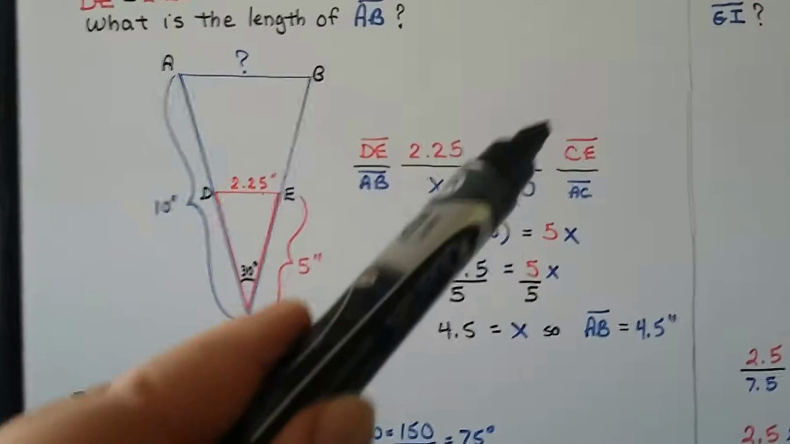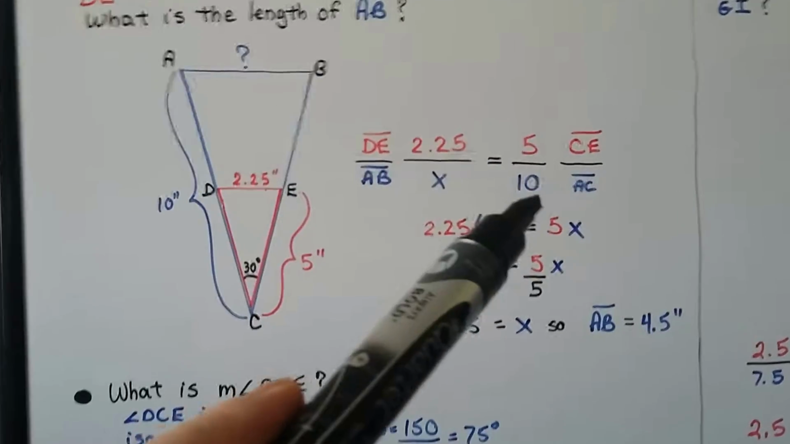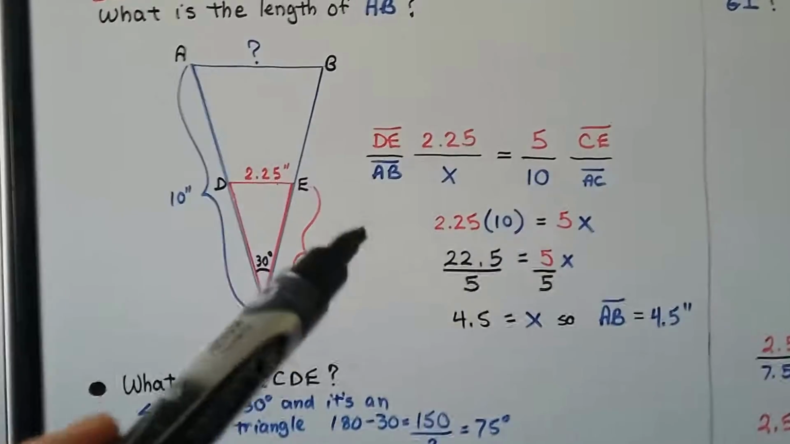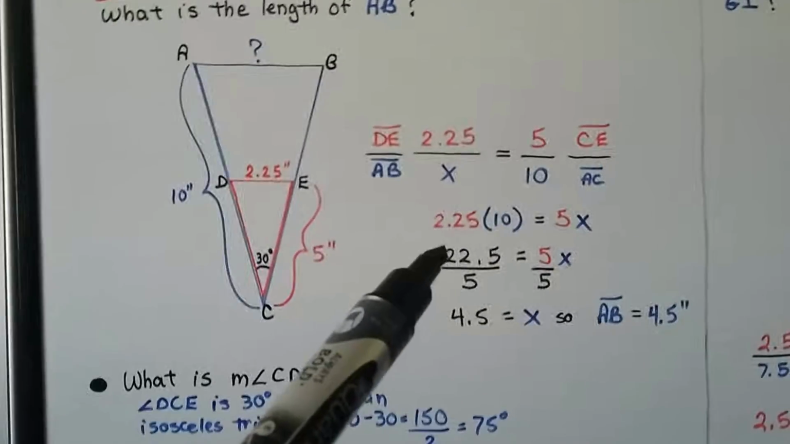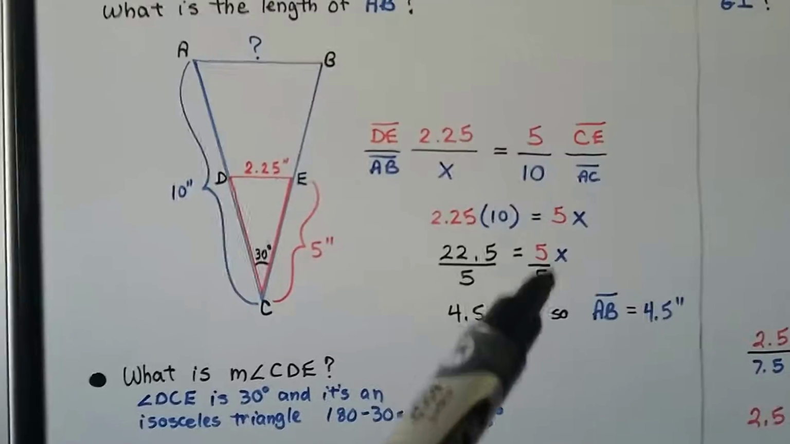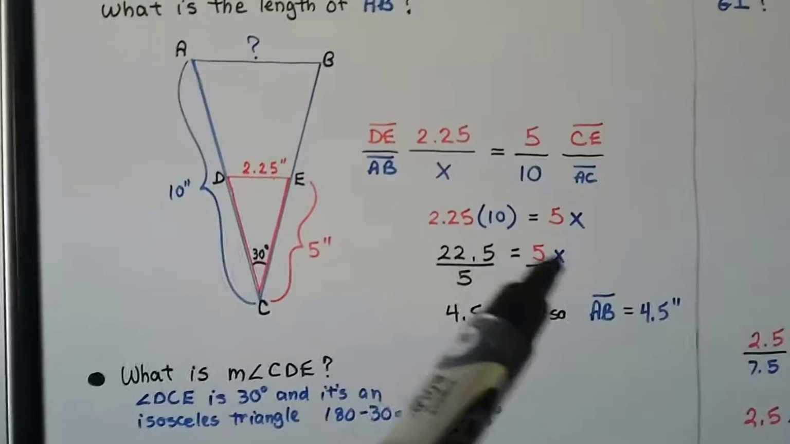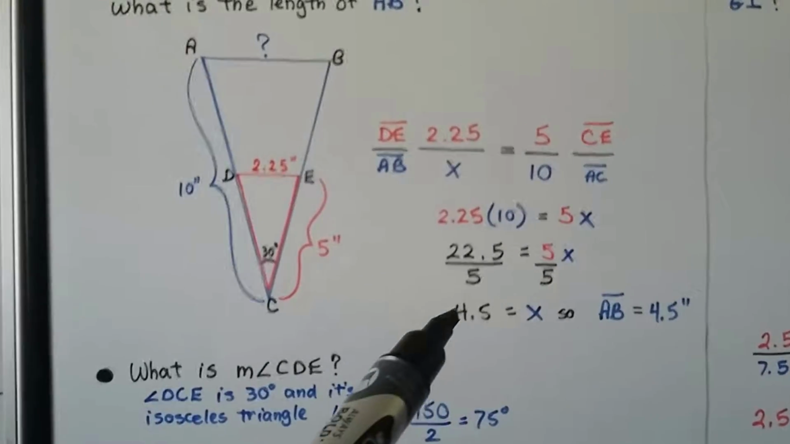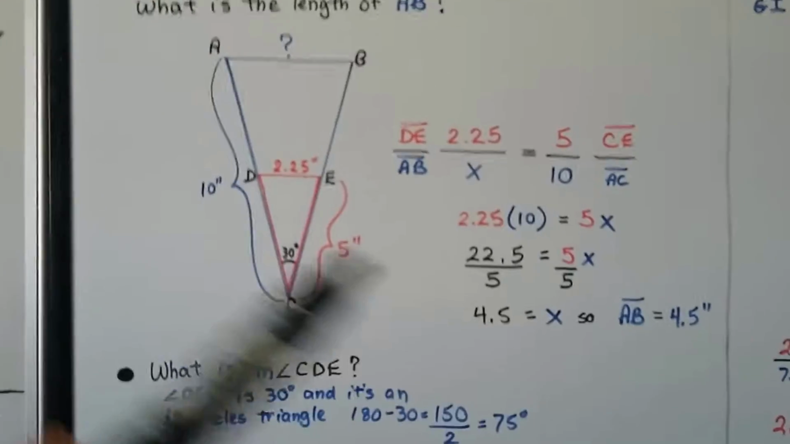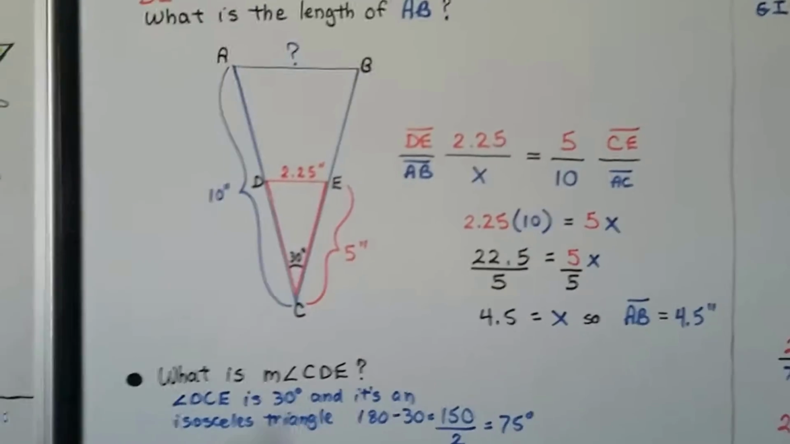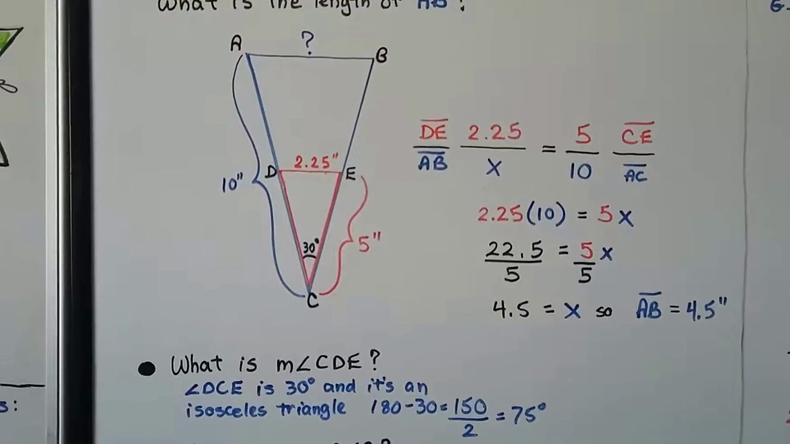We need to cross multiply. 2.25 times 10 is going to equal 5x. That's going to give us 22.5 is equal to 5x. We divide both sides by 5, that coefficient right here, and we get 4.5 for x. So we know line AB is 4.5 inches.